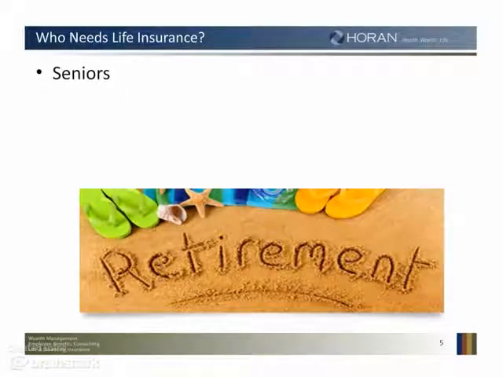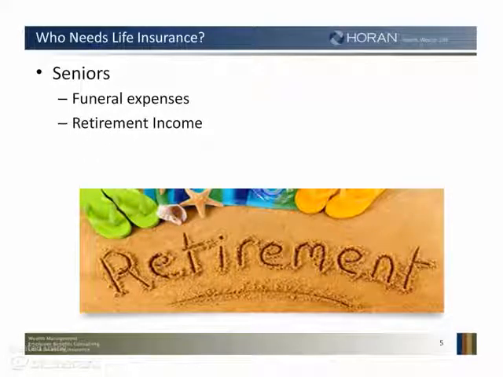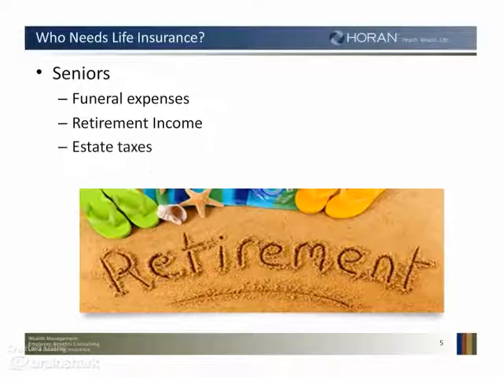Most seniors have paid off their debts in preparation for retirement and do not have dependent children, but they may still need life insurance. Seniors may want insurance to cover their funeral or final medical expenses. Life insurance, which accumulates a cash value, can be used to create a retirement income. Also, more wealthy seniors may choose to carry enough life insurance coverage to pay estate taxes for their heirs.